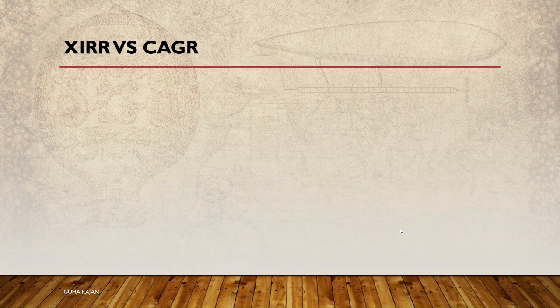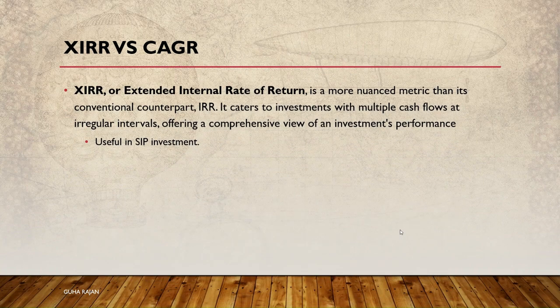It's called XIRR versus CAGR. XIRR stands for Extended Internal Rate of Return. Rate of return is a direct one. It's a percentage of interest. How much is it, maybe 6% or 7%? If you look at, for example, fixed deposits, it's about 6 to 8%.